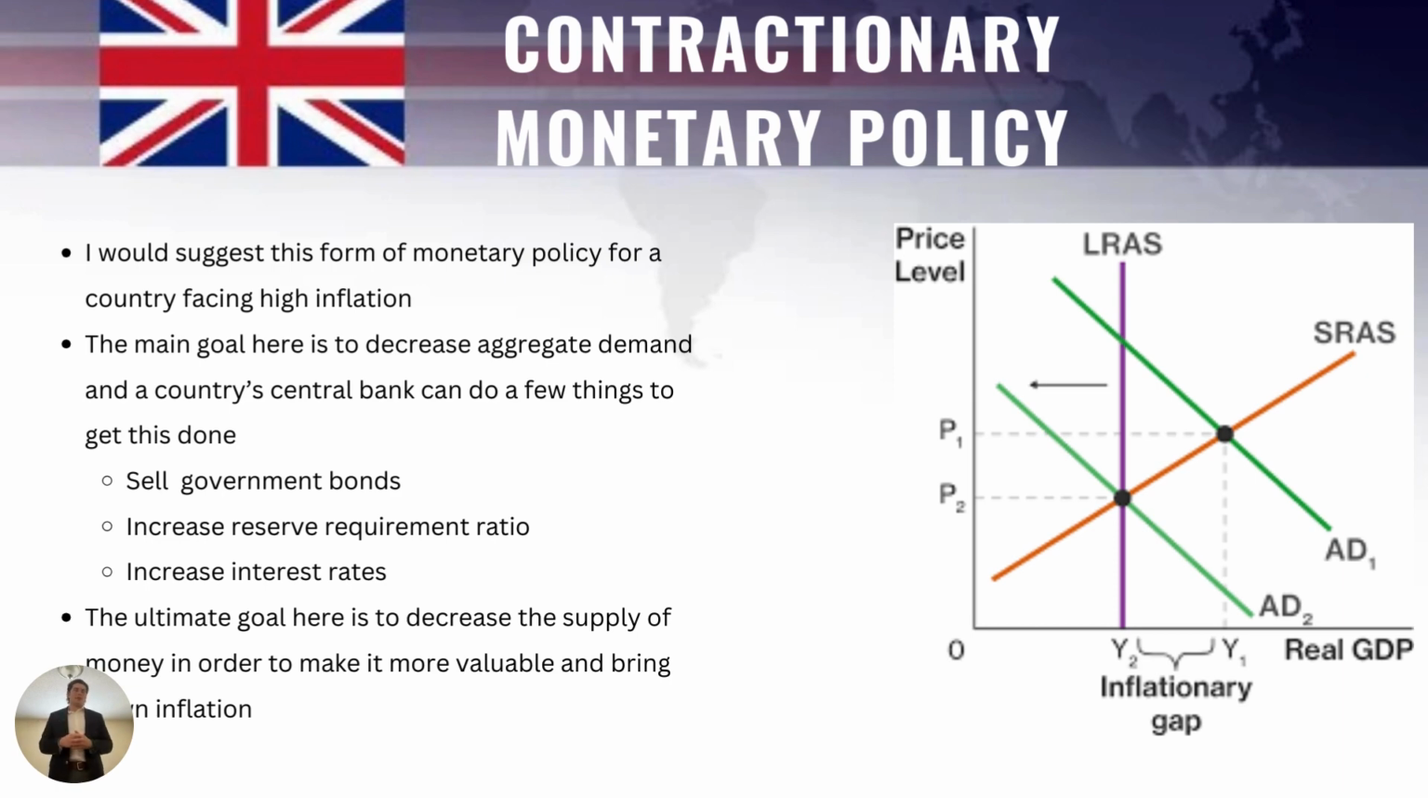And there's a couple ways they can do this. It's basically the opposite of the expansionary strategies. One, sell government bonds, and then increase the reserve requirement ratio, which increases the amount that they need to hold on to and decreases the amount that they can spread into the rest of the economy. And then also increase interest rates, which will decrease investment spending. So the ultimate goal here is to decrease the money supply in order to make it more valuable and bring down inflation, which at this point I don't believe the UK needs to do.